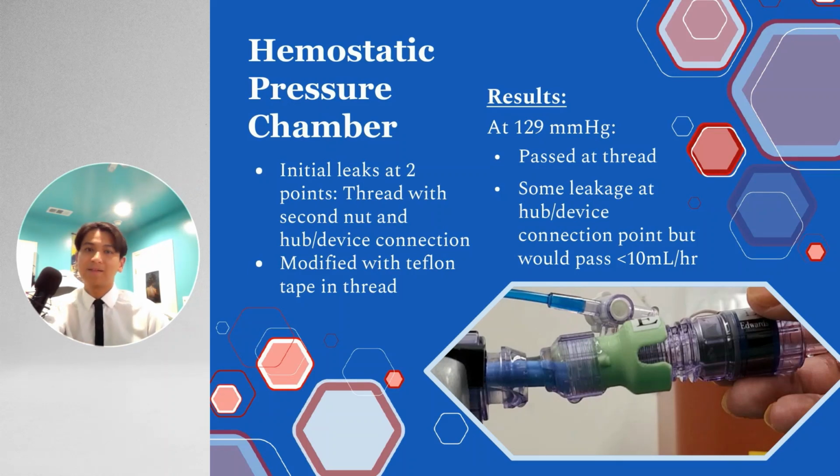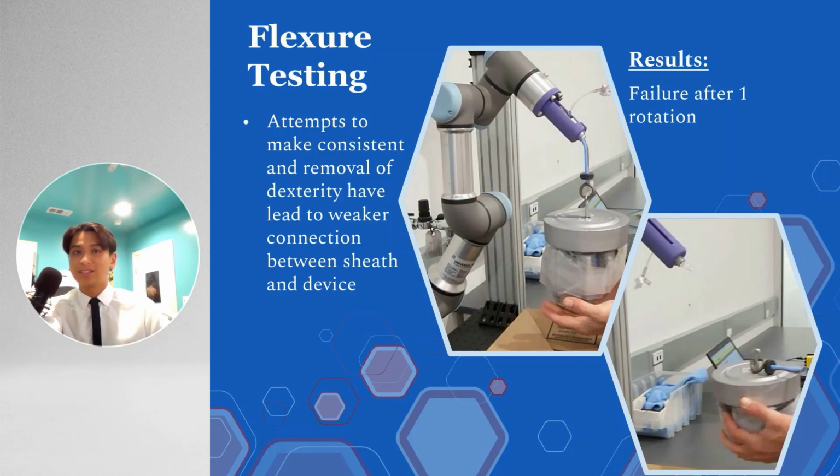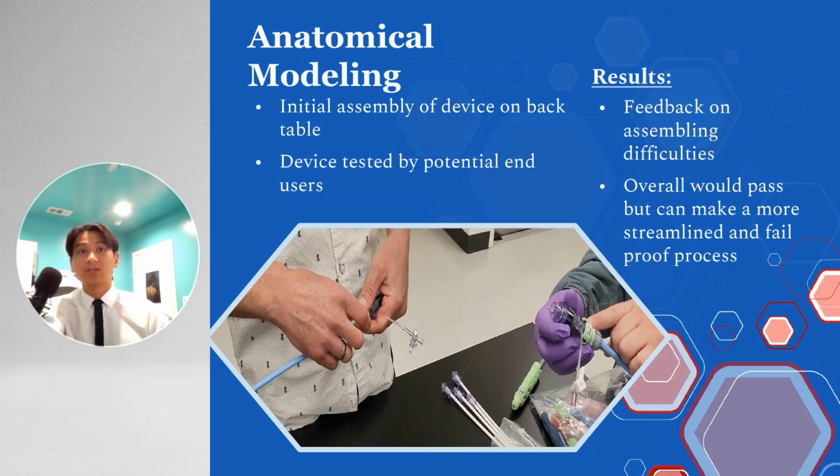a useful device. Then we had the flexure tests, where we tried to make it more consistent and remove dexterity in assembly, but this would actually backfire and cause our device to fail after one rotation. Next, we'd have anatomical modeling, where we had our mentor assemble the device and test if it would be easy to assemble after our modifications, and they said that they had some assembly difficulties still, but it would still pass as a device and could be streamlined and more foolproof.